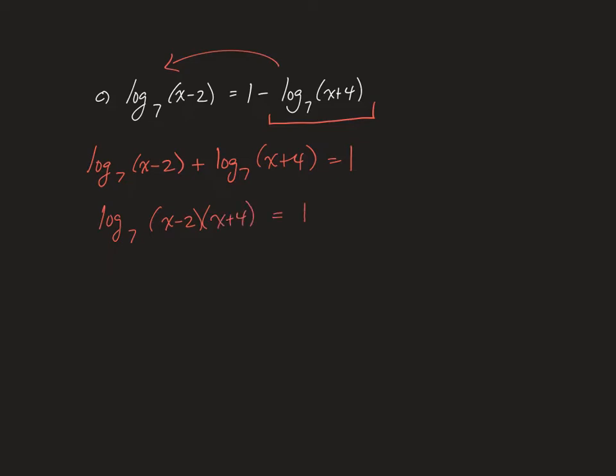Now, for some of us, that might look a little confusing, but if we put big brackets around that, we can tell that the x minus 2 times x plus 4 is all inside my log. Now I come back to my initial strategy. On the left side of my equation, I have a single log equal to a number. And therefore, my strategy should be to change that to exponential. So 7 to the exponent 1 is going to give me x minus 2 times x plus 4.